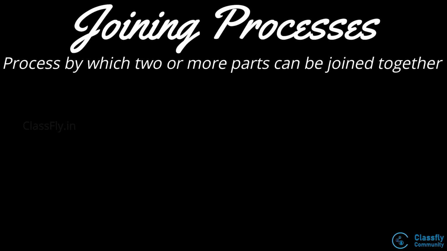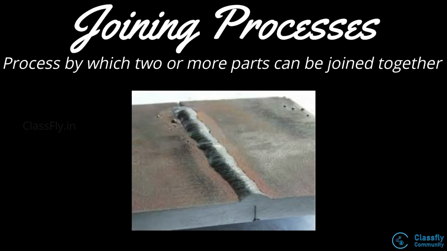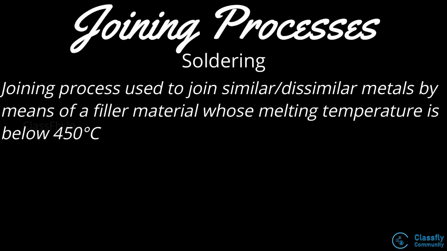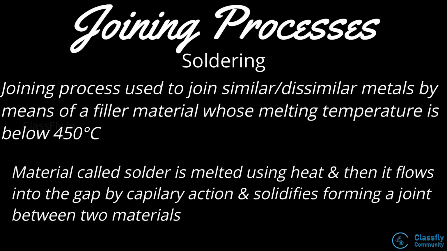Next, we moved on to the concept of joining processes. Well, these are the processes by which two or more parts can be joined together. First, we looked into soldering. Well, it is a joining process which is used for joining similar or dissimilar metals by means of a filler material whose melting temperature is below 450 degrees Celsius.